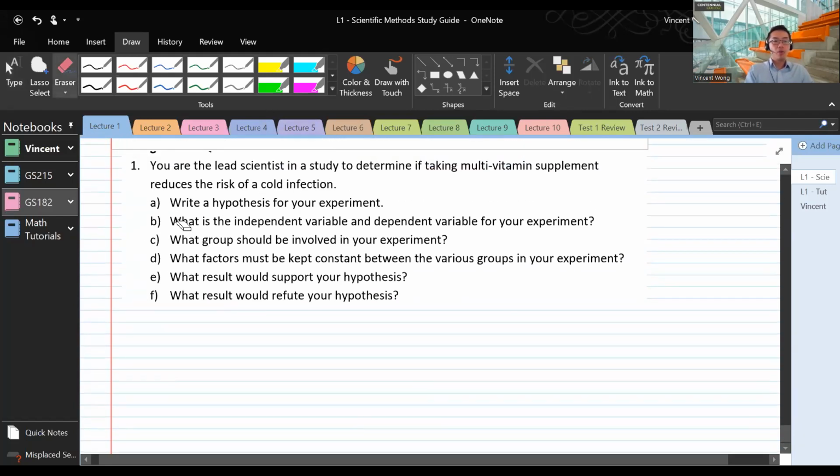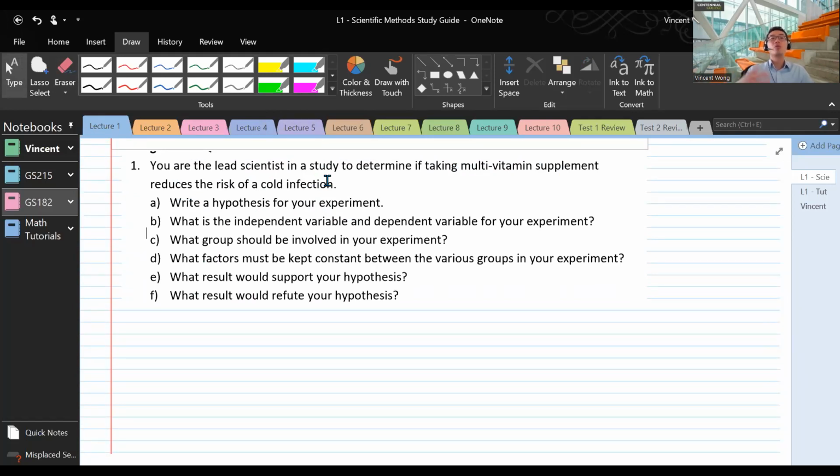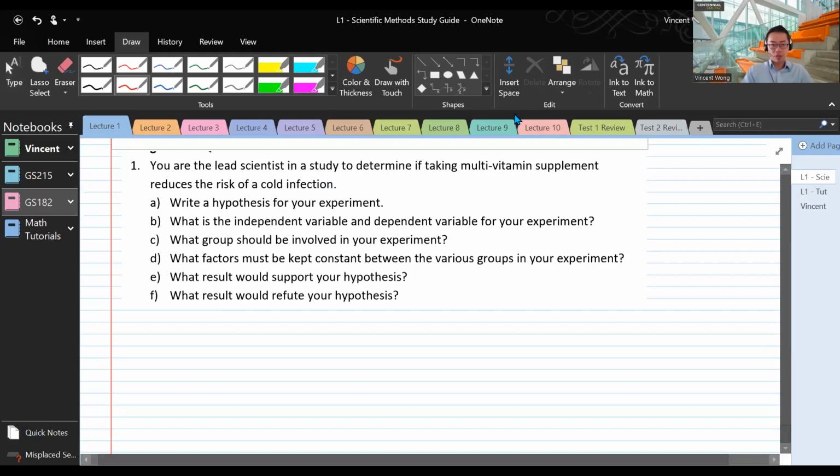So part A, write a hypothesis for your experiment. Okay, I'm just gonna do it verbally. This one is pretty straightforward. Again, a hypothesis is a statement, right? A tentative answer to your question. So if the question is, does taking vitamin reduce the risk of a cold? Then your hypothesis would be taking multivitamin supplement reduces the risk of a cold infection. Or it could be taking multivitamin supplement will not reduce the risk of a cold infection. Okay, so you will pick one of those to be your hypothesis.